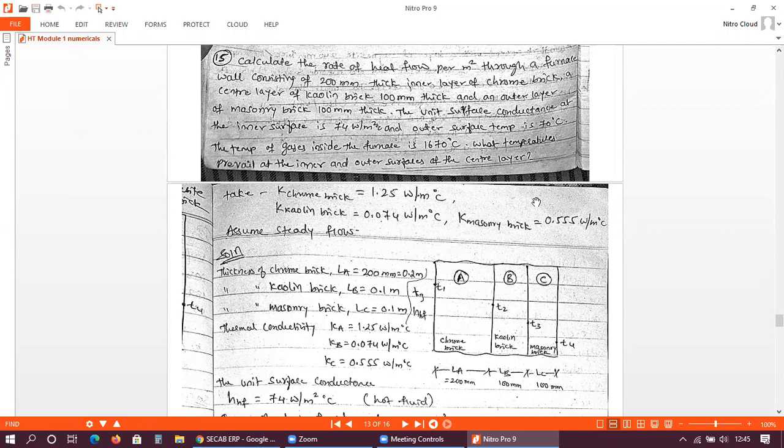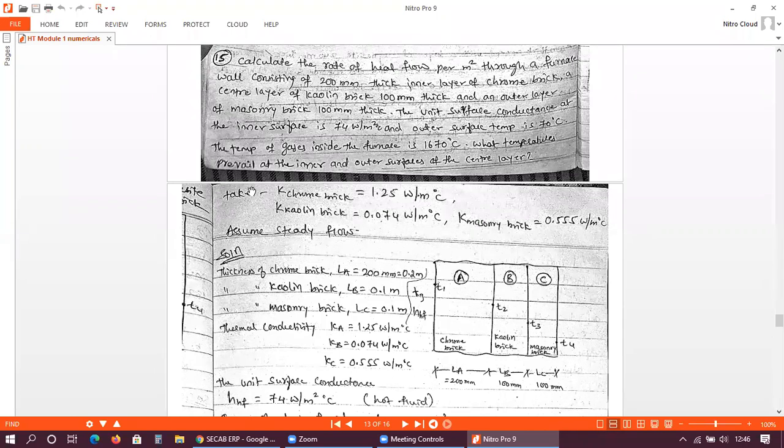What is asked here? First, calculate the rate of heat transfer, that is, heat transfer per meter square, small q. And second, you have to calculate the temperatures T2 and T3, because the question asks what temperatures prevail at the inner and outer surface of the center layer. B is the center layer, and we need its extreme temperatures. T2 will be the inner temperature and T3 is the outer temperature of this center layer. This is the problem statement.